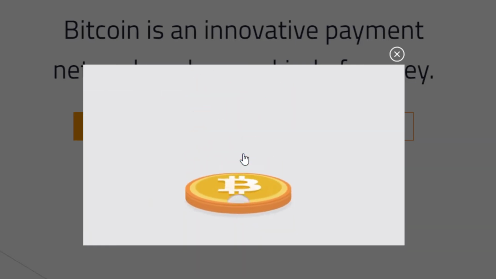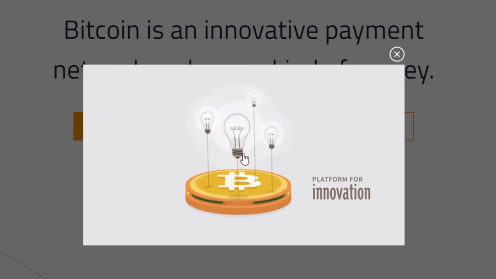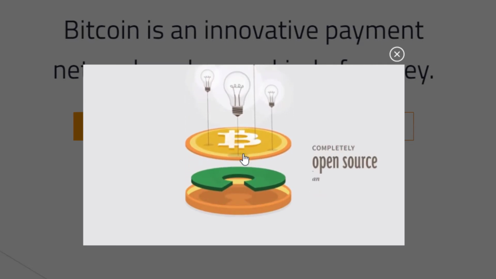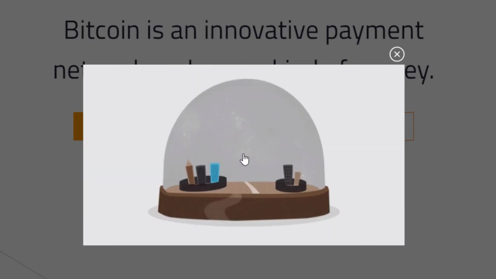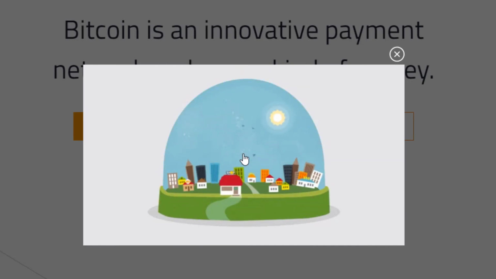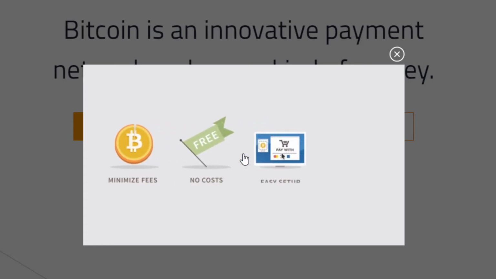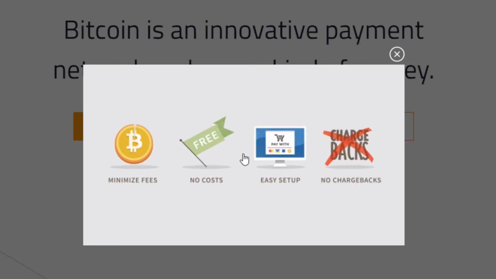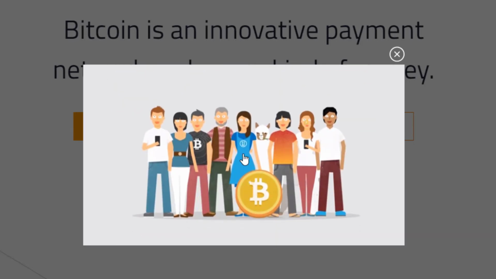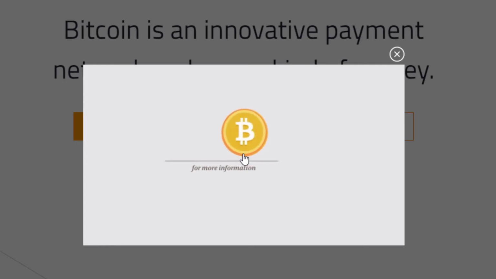Bitcoin opens up a whole new platform for innovation. The software is completely open source and anyone can review the code. Bitcoin is changing finance the same way the web changed publishing. When everyone has access to a global market, great ideas flourish. Bitcoins are a great way for businesses to minimize transaction fees. It doesn't cost anything to start accepting them, and it's easy to set up. There are no chargebacks, and you'll get additional business from the Bitcoin economy. For more information about Bitcoin, visit weusecoins.com.